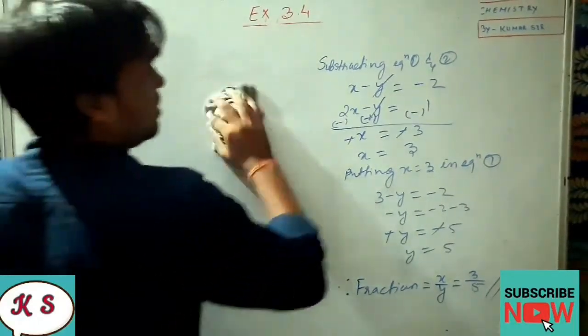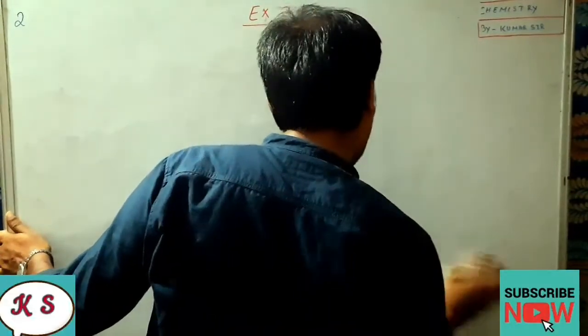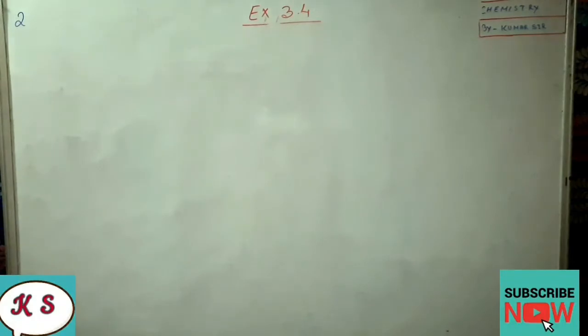It's very easy. This chapter is very easy, and this elimination method is also very easy. Like this kind of word problem, students, sometimes it may come for 5 marks in your board examinations, or generally it comes for 3 marks. So you have to practice very well.